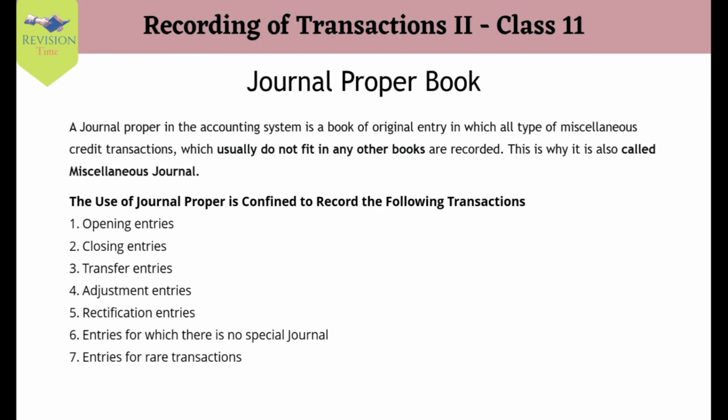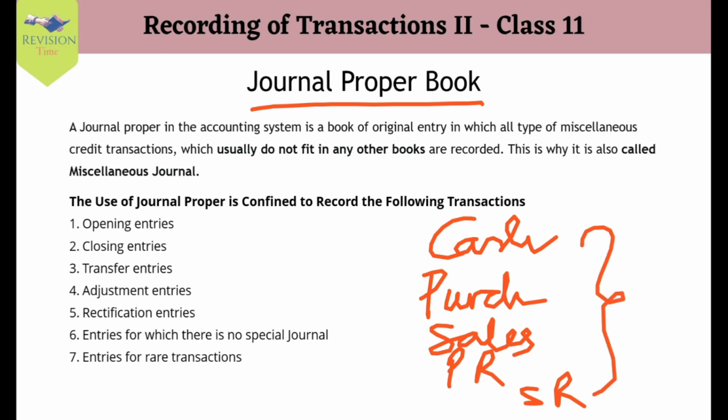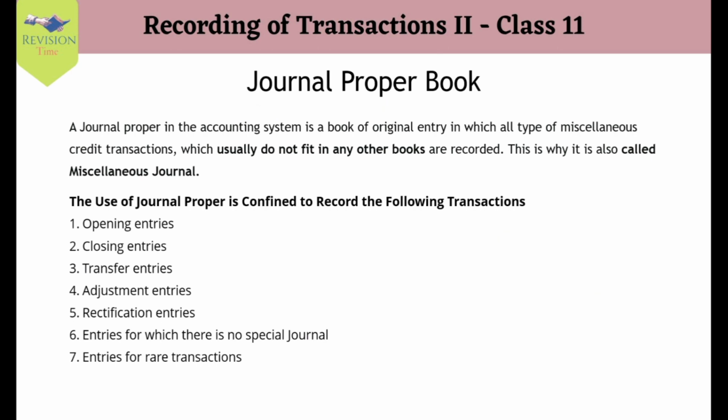In this video, we will be looking at the last concept and last type of book, that is Journal Proper Book. In this book, what kind of transactions are recorded? Whatever cash transactions, cash book; credit purchase, purchase book; credit sales, sales book; purchase returns, and sales returns book. Apart from this, whatever credit transactions do not fit into these kinds of books are recorded in our Journal Proper Book.